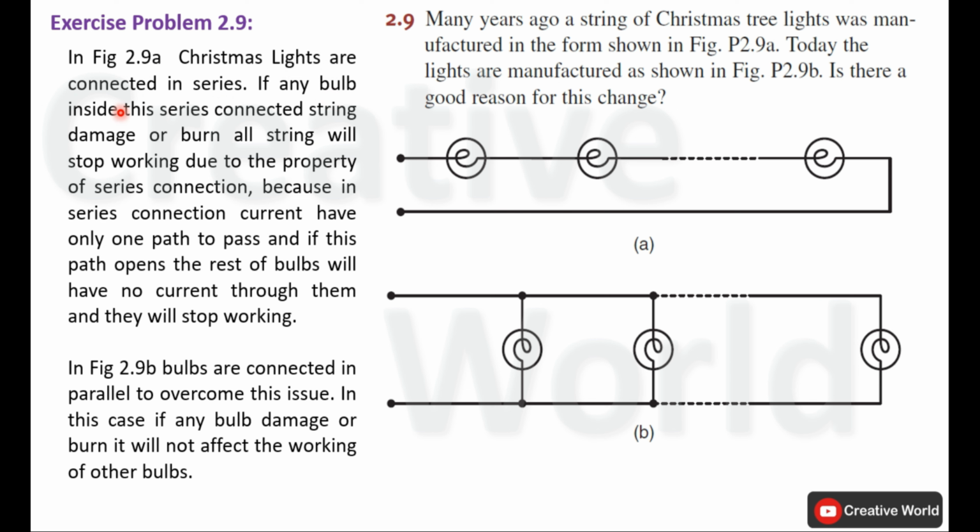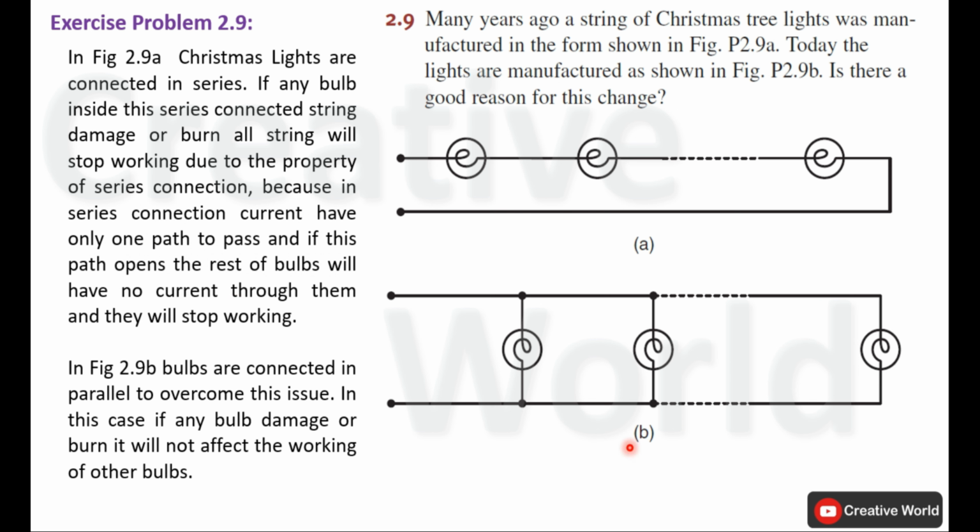If any bulb inside this series connected string is damaged or burns out, the whole string will stop working due to the property of series connection. Because in series connection, current has only one path to pass, and if this path opens, the rest of the bulbs will have no current through them and they will stop working.